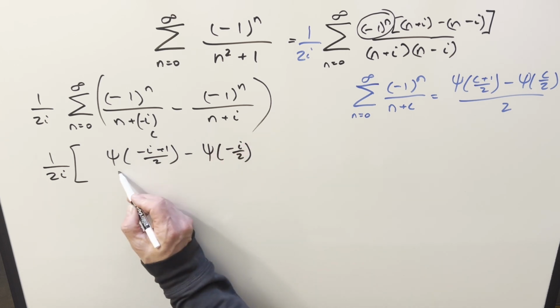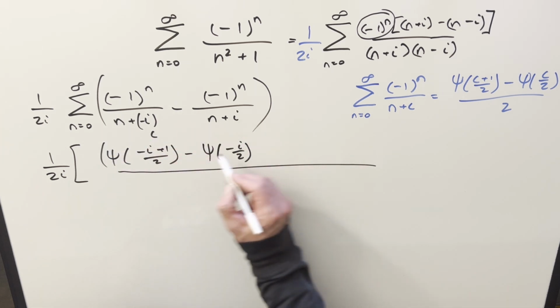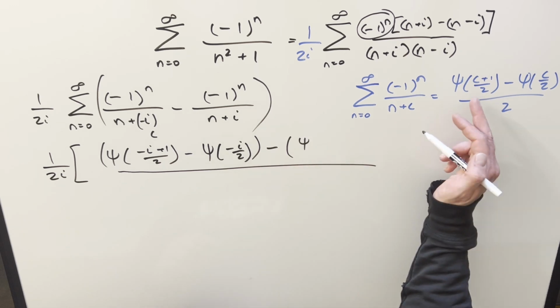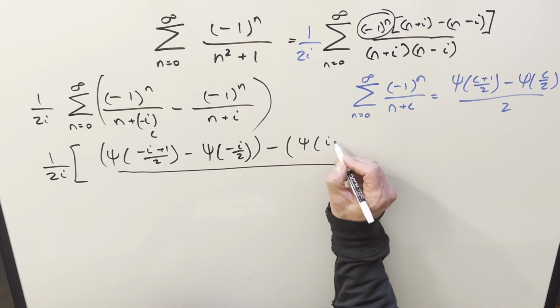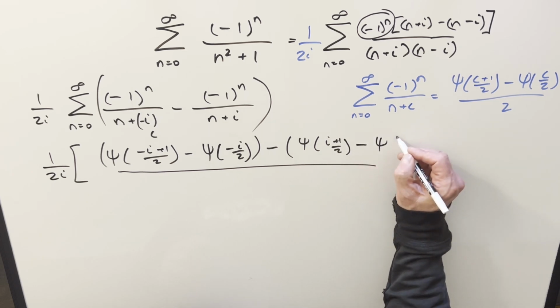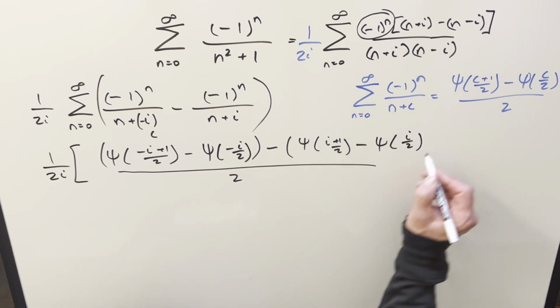Then next we'll deal with this second one where our c value is going to be i. So let's write it like this. So we're subtracting these two things. We're going to have digamma of c plus 1 over 2. So that's going to be i plus 1 over 2. Then minus, we're just going to have digamma of i over 2. And this is all going to be over 2 right here.